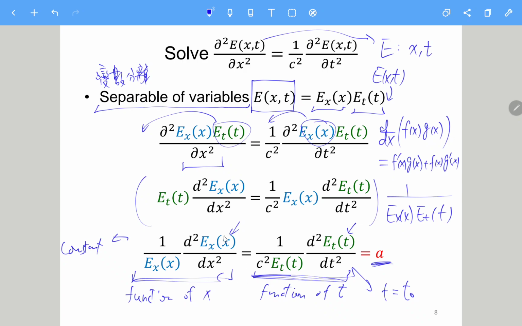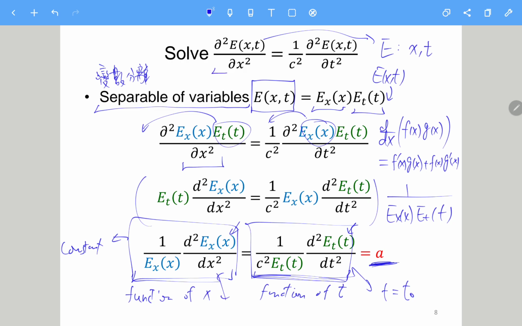Okay, so this is the punchline. We need to separate the variables on two sides, so each side is only related to one variable. In this case, it should be a constant function. We try to assume it to be a constant a, which means that this one is equal to a, and this one is also equal to a. So we have two independent ordinary differential equations.